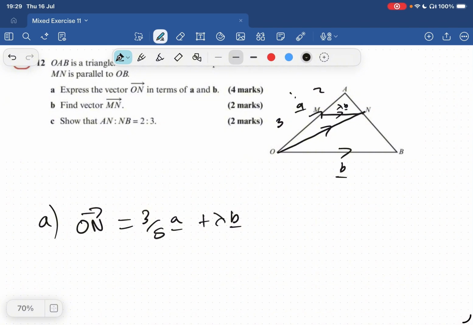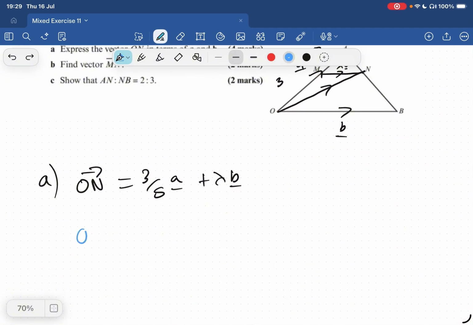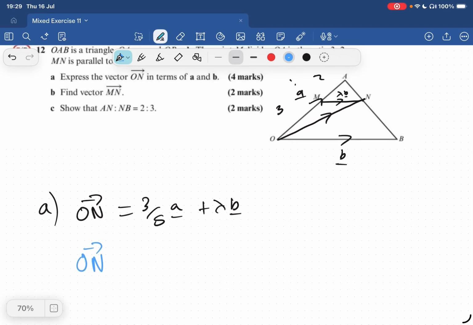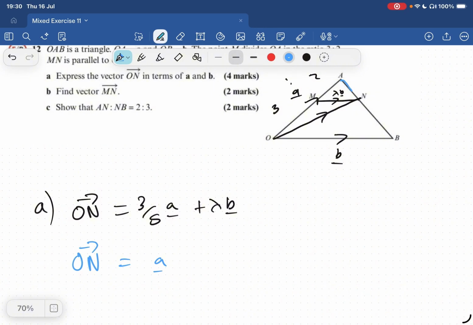Okay, so how do we figure out what this lambda actually is? The way we do that is we need to think of this shape as similar. These and these are two similar shapes. Or another way of thinking about it is we're going to take this different route. Okay, so what happens when we take that route? This is still going to be ON. So let's represent this different route in blue. We're still doing O to N, but we're going to go through the whole of A, and then we're going to go down this AN.